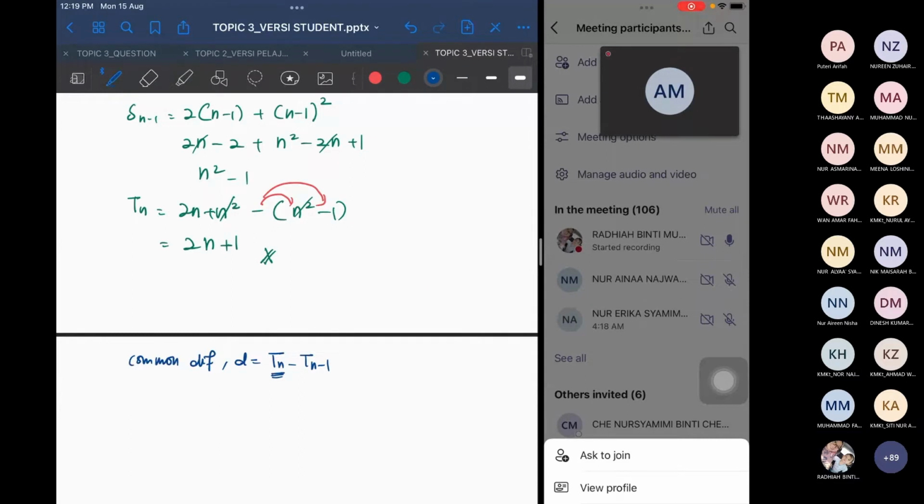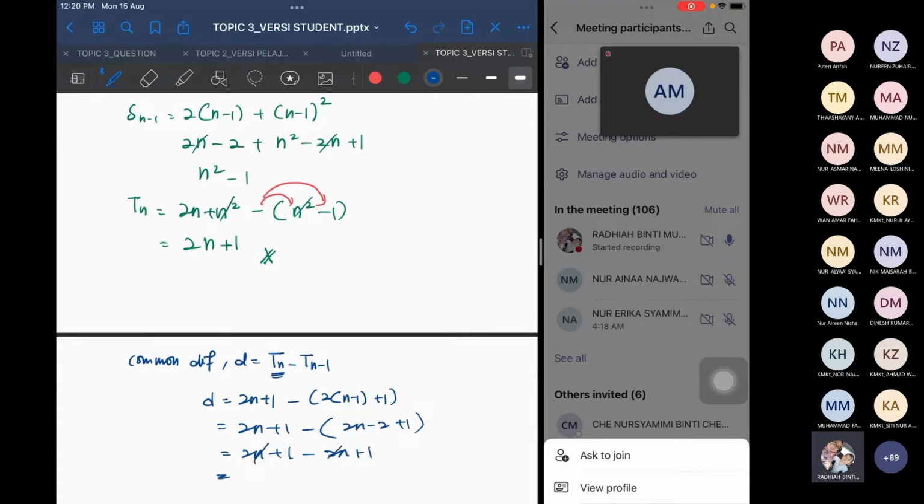Okay, so macam tadilah. Okay, so our d, Tn kita adalah 2n plus 1 minus Tn minus 1 tu, adalah dekat n tu kita masukkan n minus 1. So jadi tolak 2 darab dengan n minus 1 plus 1. Okay, so we expand 2n plus 1 minus, okay, kita selesaikan dalam ni dulu, 2n minus 2 plus 1. And then 2n plus 1 minus 2n minus 1 plus 1, you got negative 1 plus 1. Okay, so simplify, awak akan dapat d is equal to 2.